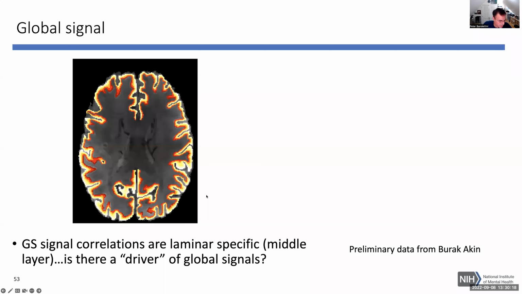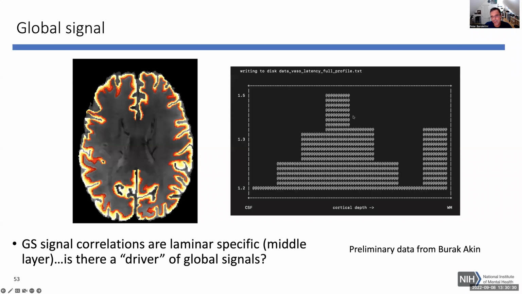So we've also, preliminary data, we've seen that if we look at just simply the global power, the power of global signals in all of cortex, we see that it seems to reside mostly in middle layers. So maybe it's receiving some input, maybe from the thalamus, whatever, that's causing these global fluctuations. So we're just looking at the global correlations here and what the layer profile is. So that's kind of maybe a hint as to what the global signal might be.